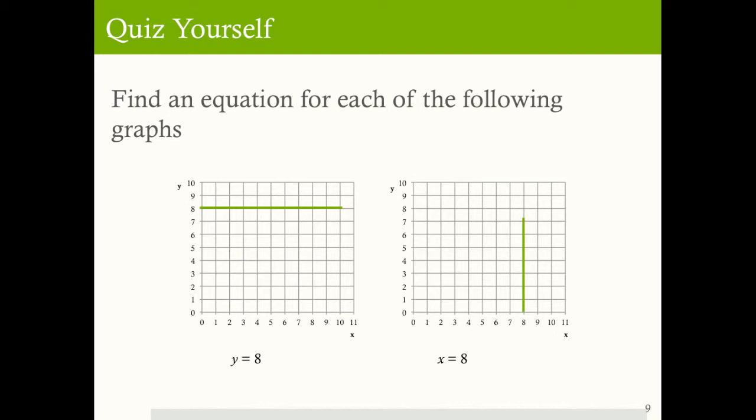So the graph on the left-hand side is a horizontal line. Remember, Hoy. A horizontal line has a 0 slope, and the equation is going to be y is equal to whatever the y-intercept is. So in this case, the equation for this horizontal line is y is equal to 8. The graph on the right-hand side is a vertical line. Remember, Vux, V-U-X. A vertical line has an undefined slope because we can't divide by 0. So a vertical line has an undefined slope, and the equation is x equals whatever the x-intercept is. So in this case, x equals 8.